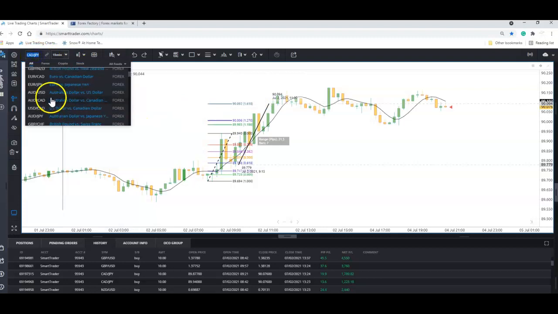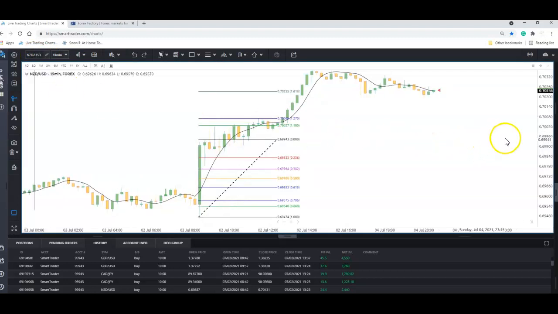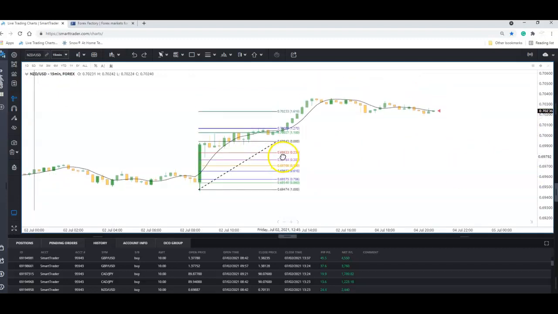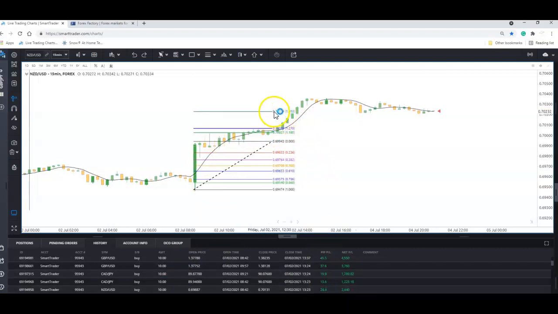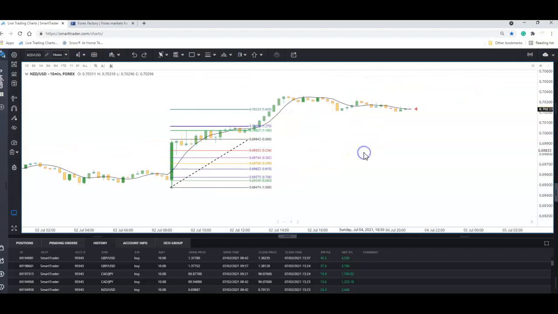And the last one was New Zealand dollar. This one did not pull back much, down to 23%. I took the trade, managed to make 24 pips, and it went all the way up to the extension and beyond. Okay, so that's it. That's how to trade non-farm payroll.